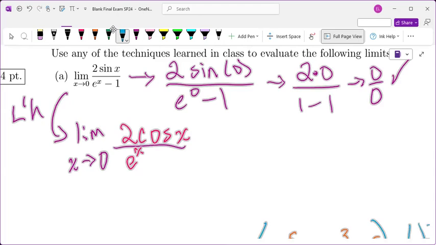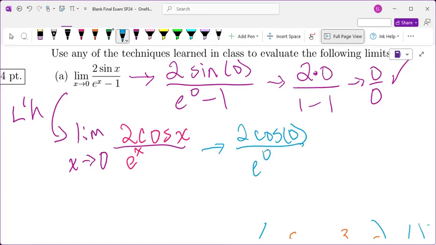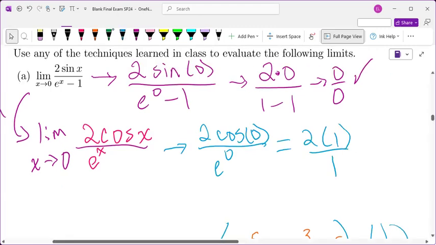All right, so we've done the derivative of the top, derivative of the bottom. Now we're going to plug in 0 again. So now I have 2 times cosine of 0 over e to the 0. The cosine of 0 is 1. E to the 0 is 1. So that 2 out front actually mattered and is our answer.